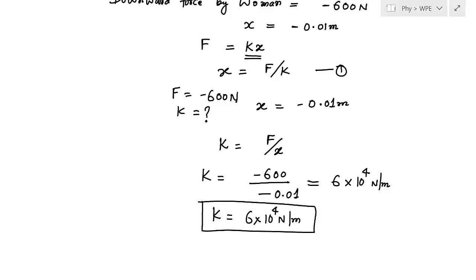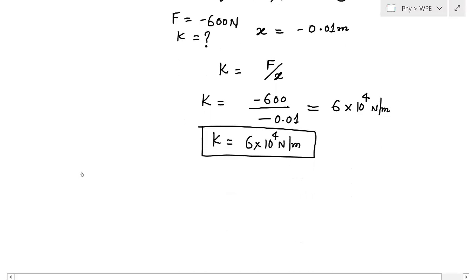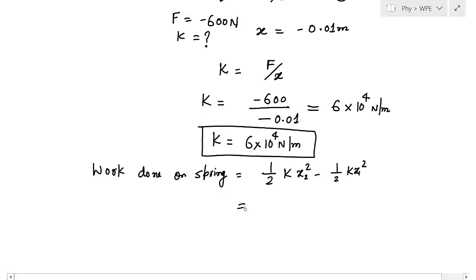Now let us come to the second part of the problem. The second part says we have to calculate the work done on the spring. If you remember, the work done on a spring is nothing but the change in potential energy of the spring, that is half K x2 square minus half K x1 square.